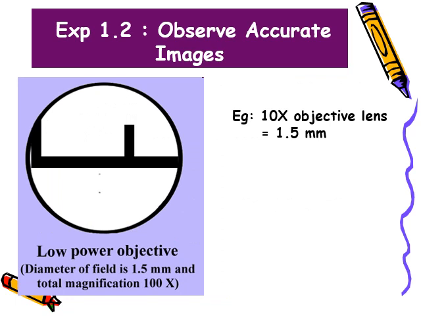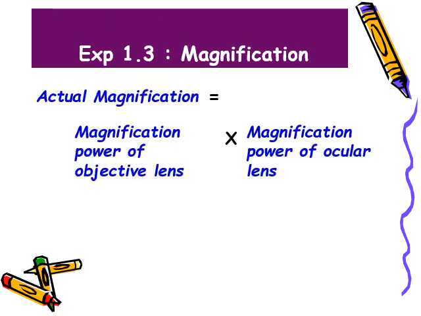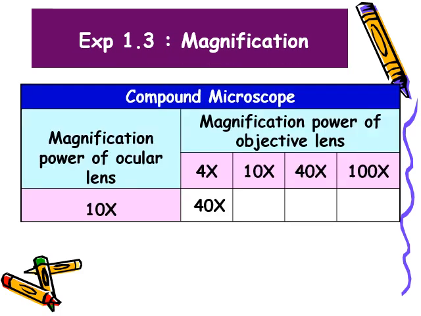So here is an example image that students should observe under low power objective lens. So here is an example of the diameter that students should obtain. For experiment 1.3, which is magnification, students should calculate the actual magnification. How to calculate? Students must multiply the magnification power of the objective lens with the magnification power of the ocular lens.